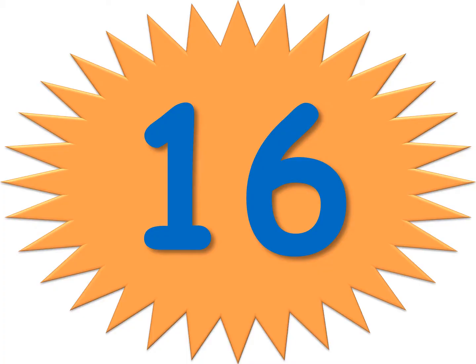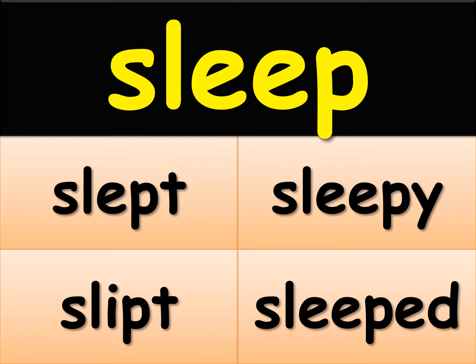Number 16. The verb is sleep. What is the past tense form of the verb sleep? Slept, sleepy, slipped, or sleeped. It's an irregular verb, so we're not going to add the ed. Okay, time's up.